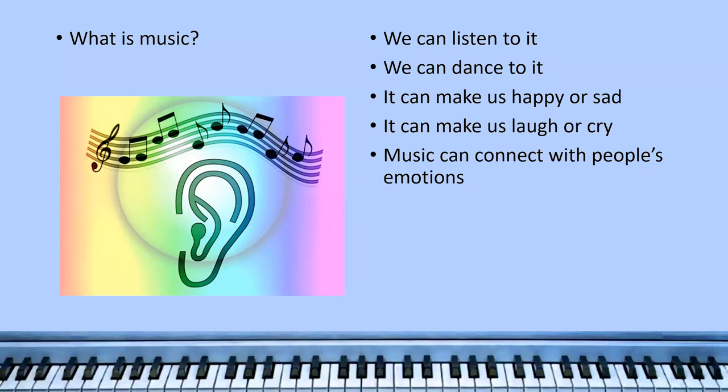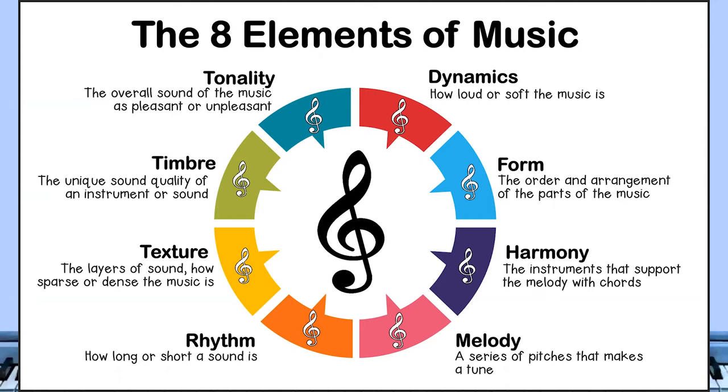But before we get into any more audio or visual samples, let's talk a little bit about the eight elements of music. Jenny, do you want to help me out here? Let's start with dynamics. Dynamics means how loud or soft the music is. And then form. Form can be the order and arrangement of the parts of music. And you have harmony. Harmony is how the instruments support the melody with chords below it, or sometimes above it. And melody? Melody, there's a good word. We're going to be talking about some melody as a young lady with Jenny's project coming up soon. But melody in this case in music means the series of pitches that makes a tune. Rhythm. How long or short the sound is. Texture. The layers of sound, how sparse or dense music can be.